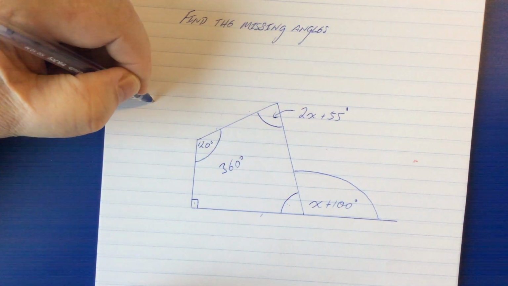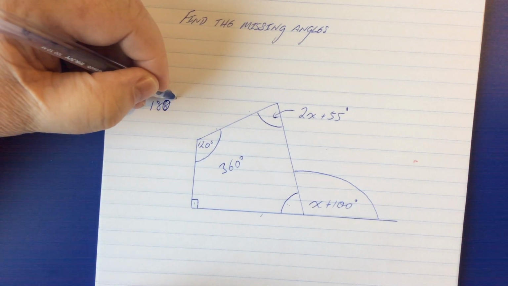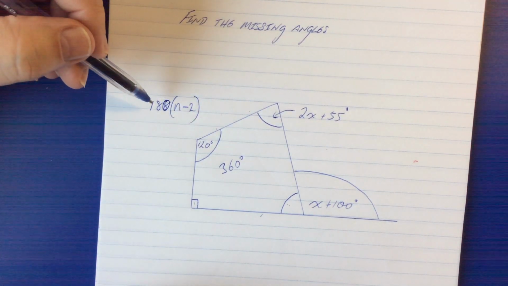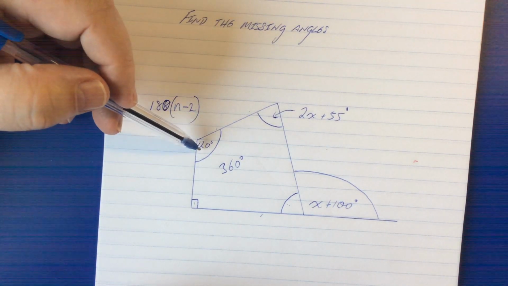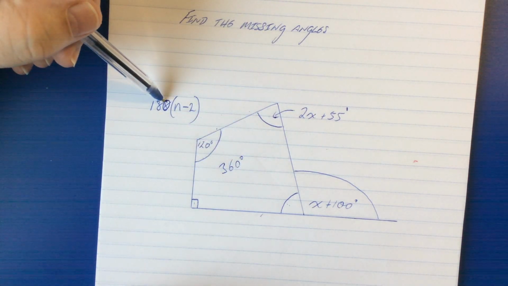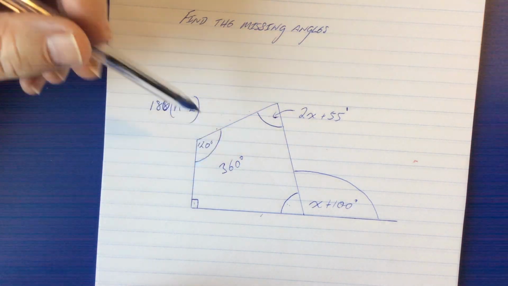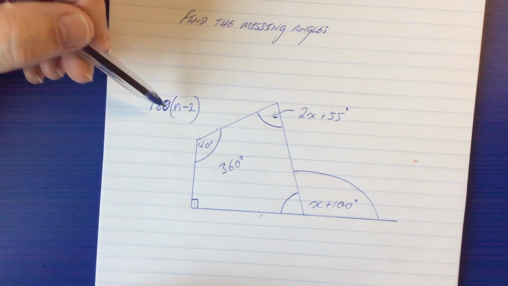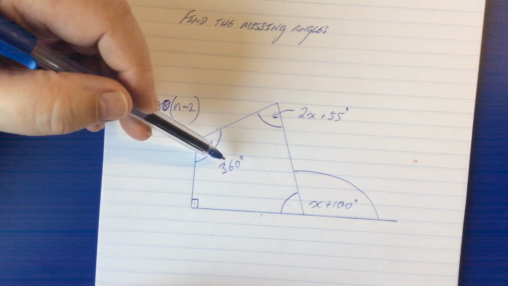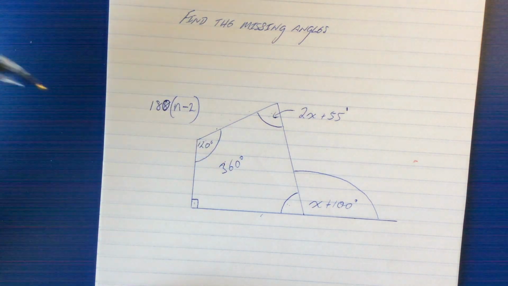And the rule that I'm applying here is 180 times n minus 2. So how we find the sum of the internal angles of a polygon is we multiply 180 by n minus 2, n being the number of sides. So for this, n is 4, so it's 180 times 2, which gives us 360. Okay. So we know that that plus that plus that plus that equals 360.